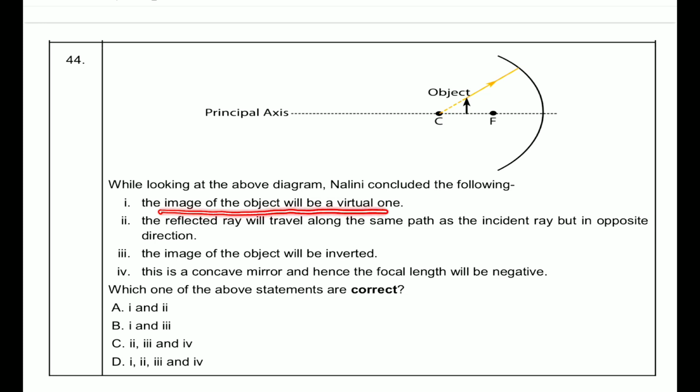First option: the image of the object will be virtual. No, the image will not be virtual, because obviously the image will be something like this. The image is very real, it will not be virtual. So this option is wrong. Second option: the reflected ray will travel along the same path as the incident ray but in opposite direction. Yes, if the ray goes like this through the center of curvature, it will follow the same path in the opposite direction. The statement is correct.